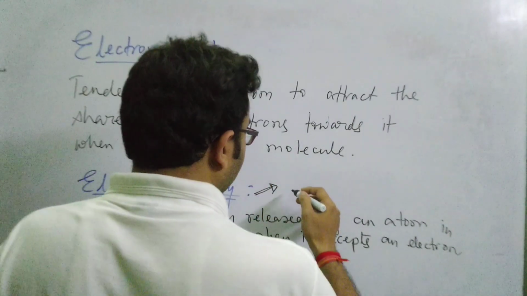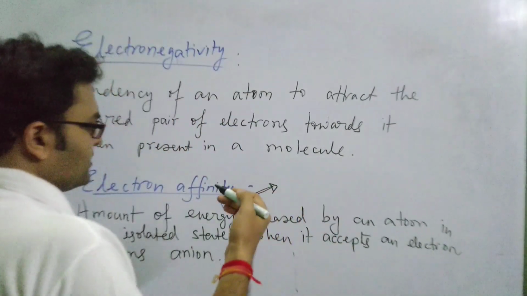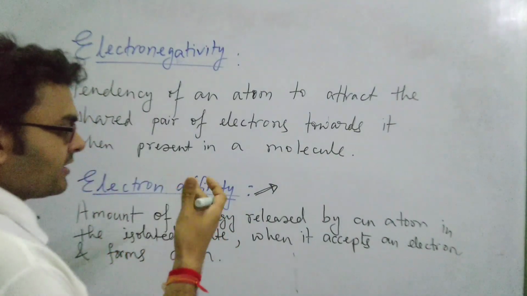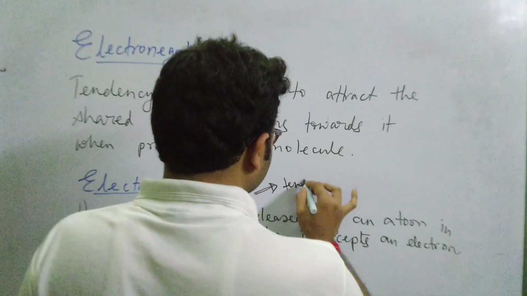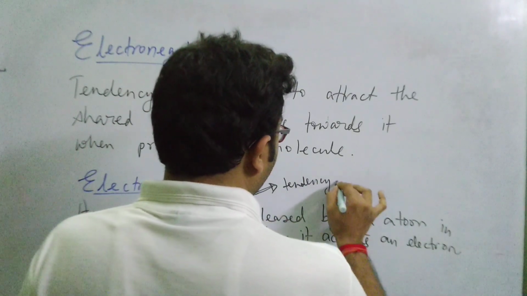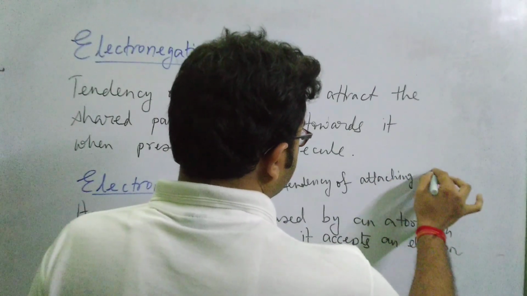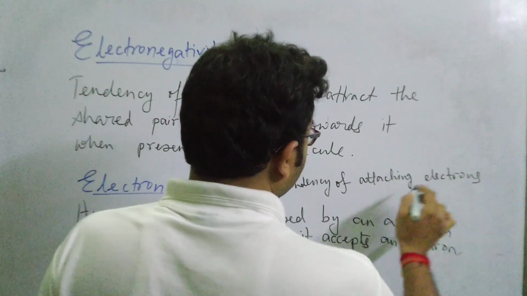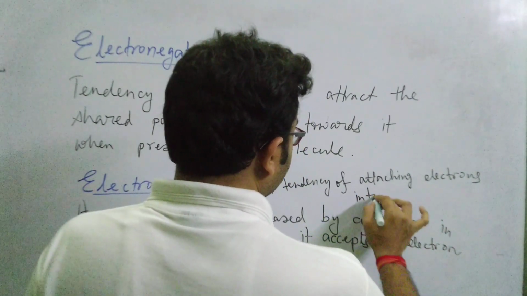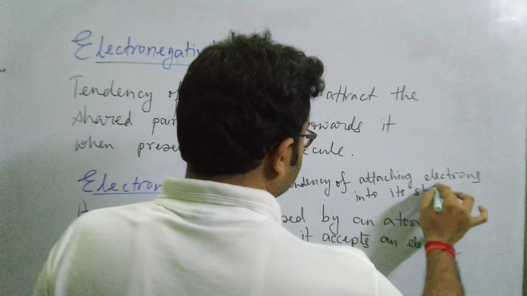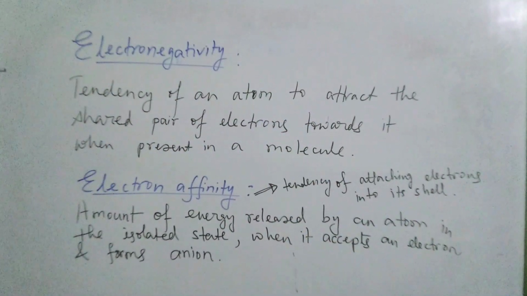It's the force of attraction with which the atom attracts electrons, or the tendency of attaching electrons into its shell. It can also be said in simple terms like this. The difference between electronegativity and electron affinity: the words might sound similar, but there is a difference.